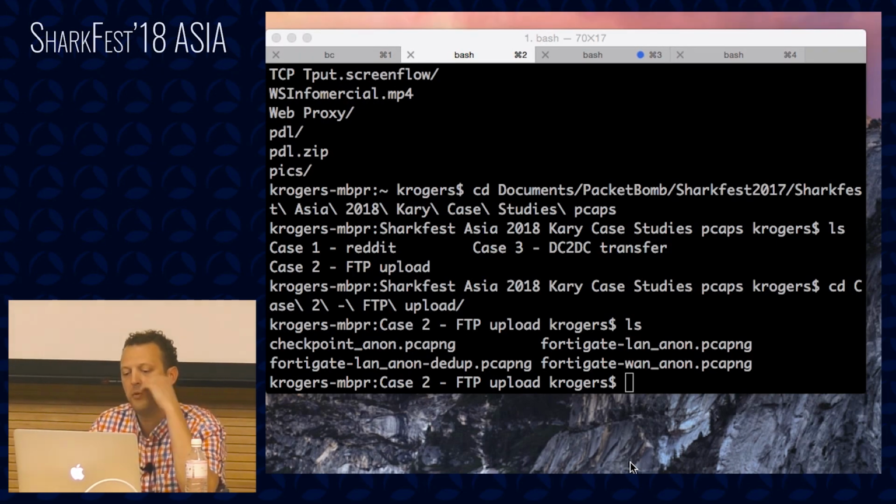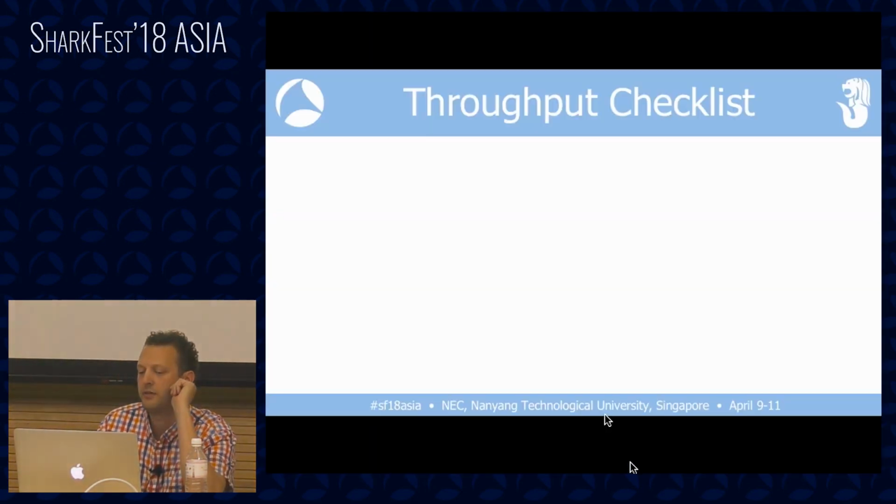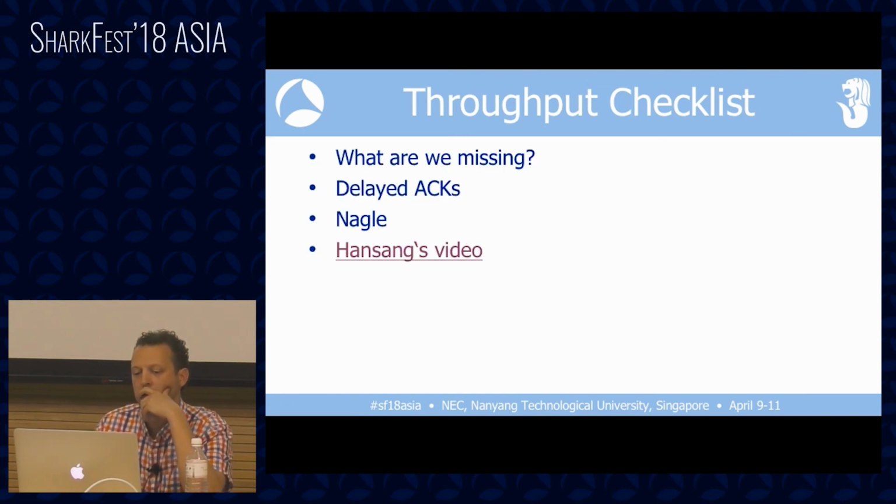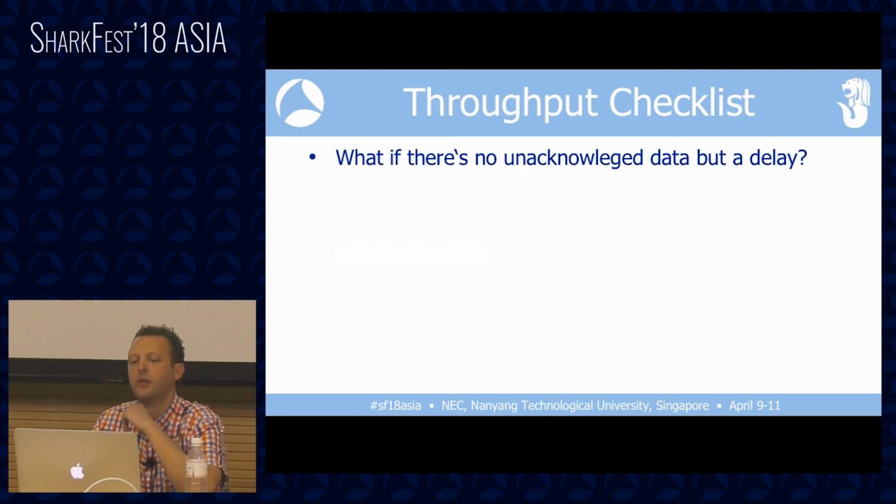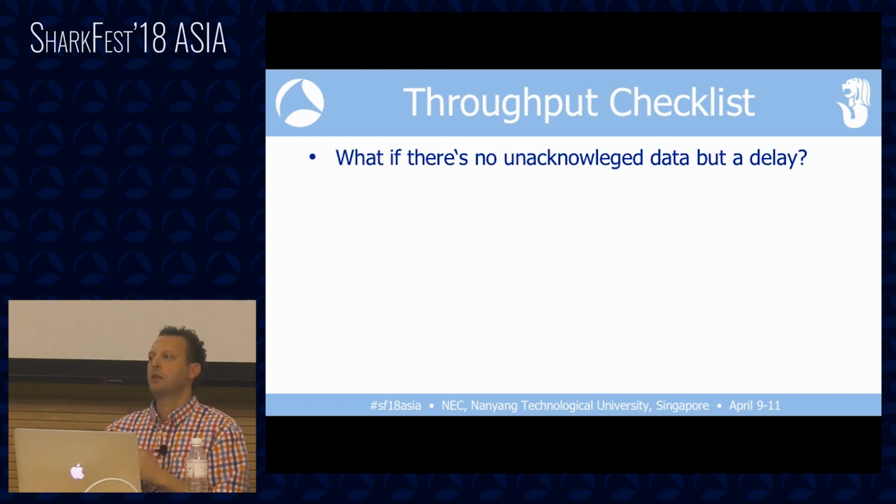Okay, so there's a few other things. Delayed ACKs. If you see one packet being acknowledged, and there's a delay before that acknowledgement, it's a delayed ACK. Now, what if there's no unacknowledged data, but there's a delay? So if we're analyzing the TCP layer, what's happening at TCP? We've got bytes in flight, we've got ACKs coming in, and there's a delay. There's no outstanding data. All the data that's been sent has been acknowledged. What might be causing a delay there?